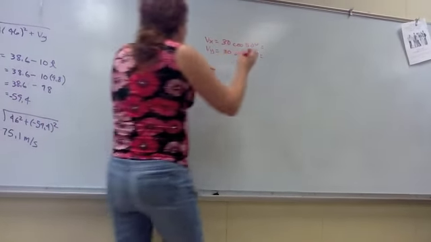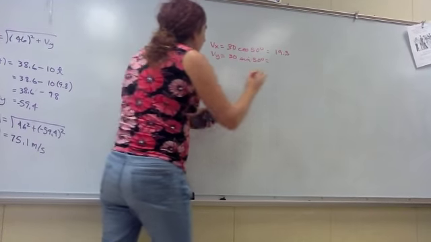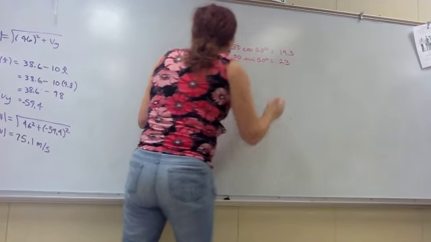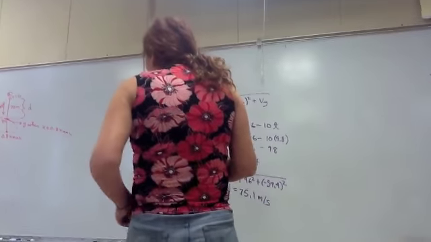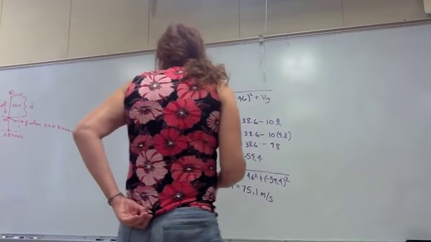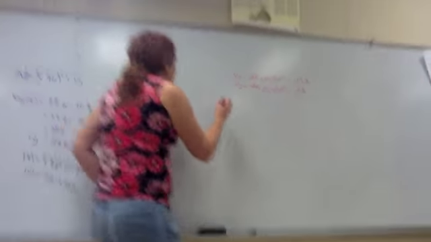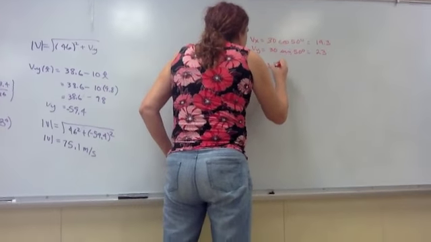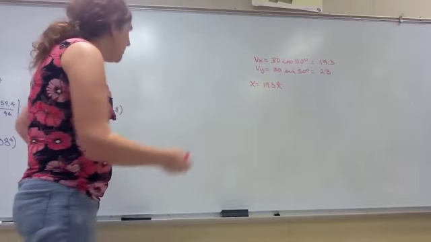Okay, so I'm getting about 19.3 here. 30 sine of 50 is 22.98, okay, so let's make that 23. Okay, so we have Vx and Vy, and we want to find out 0.8 x max. Well, our x equation is 19.3t, but we really need to find out how long this thing is in the air.